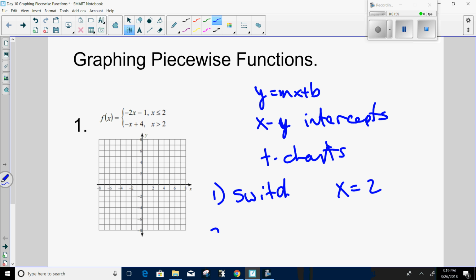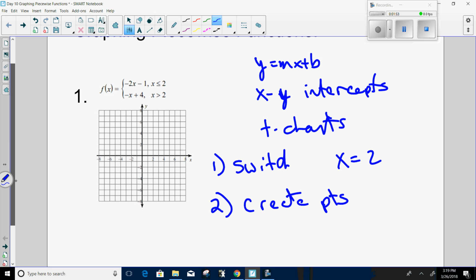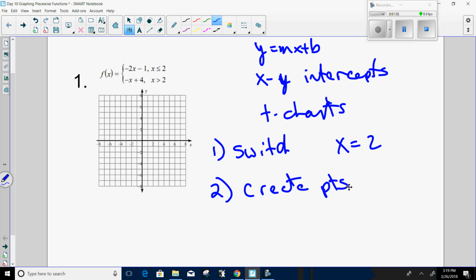The second thing you're going to do is create points. You have to be able to create ordered pairs, and that's where the y equals mx plus b, the x and y intercepts, or the t-charts come from. You have options. So the first thing is we figure out where we're going to switch, x equals 2. The second thing is we're going to create points.